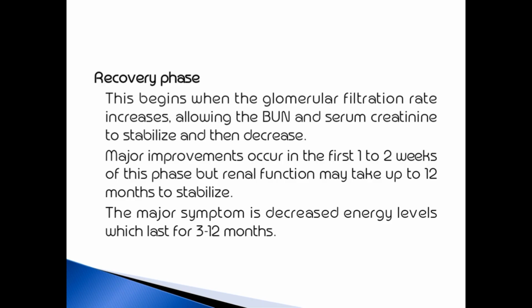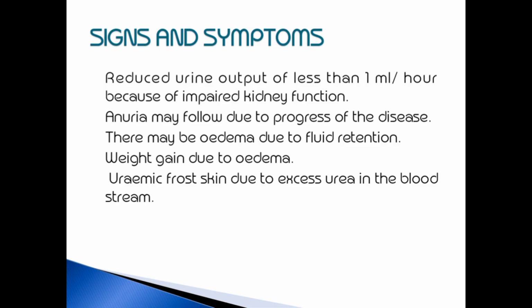The major symptom is decreased energy levels, which lasts for 3 to 12 months, approximately a year, or 9 months. So that is the recovery phase. Those phases are the ones you are supposed to write: four phases, the initial phase, oliguric phase, diuretic phase, and the recovery phase, as the phases of acute renal failure. When we talk about signs and symptoms, we just get them from each phase, if there are any, and put them together.